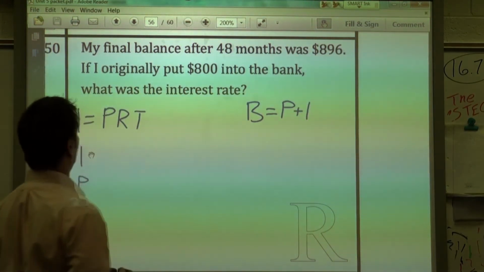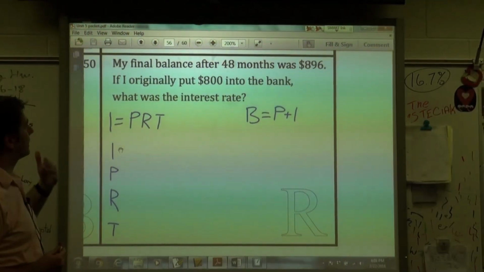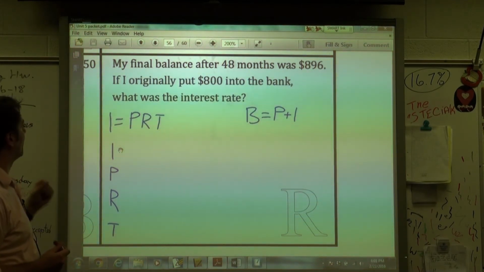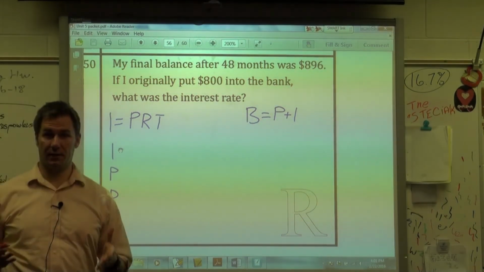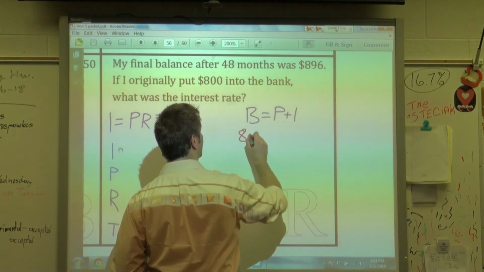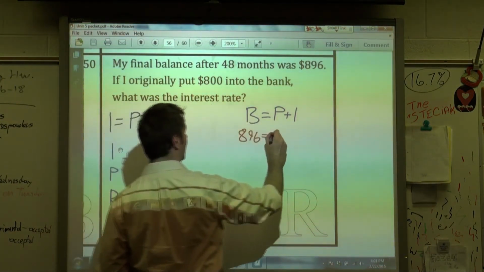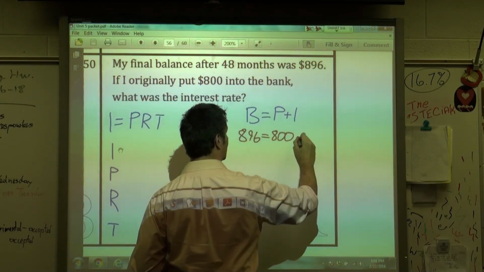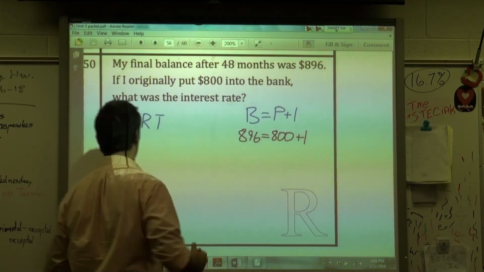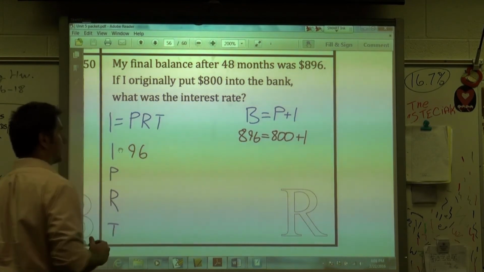So let's look for it. I'm looking for interest. My final balance after 48 months was $896. I put $800. I don't have the interest. However, what I do have is my final balance, which is $896. And I know that my final balance is my principal, which is 800, plus I. Well, the difference between 800 and 896 is $96, and that is my interest, $96.